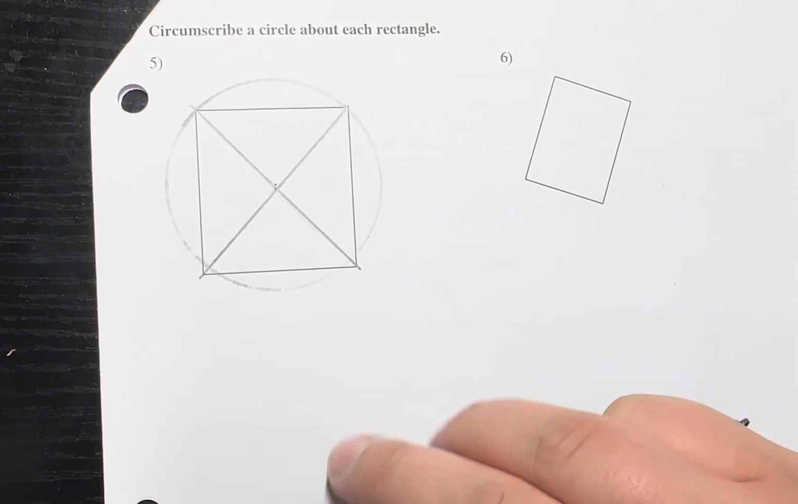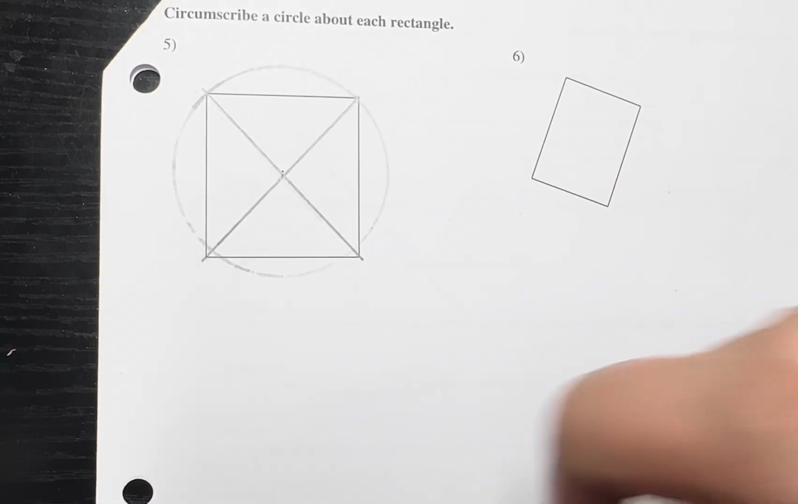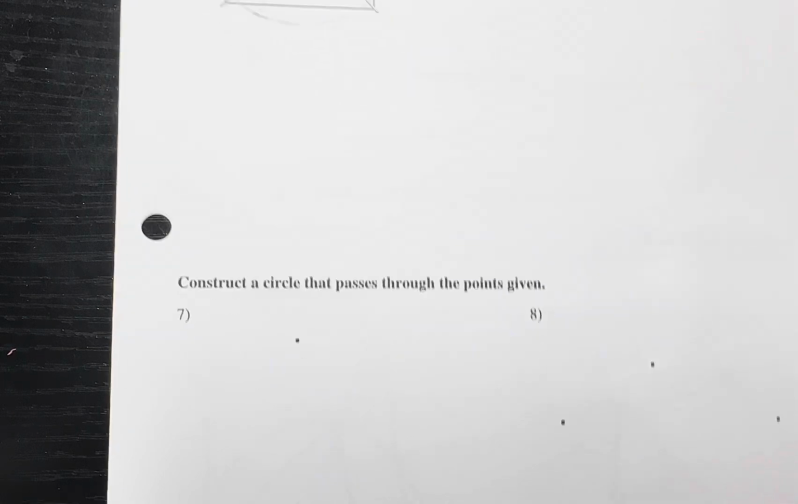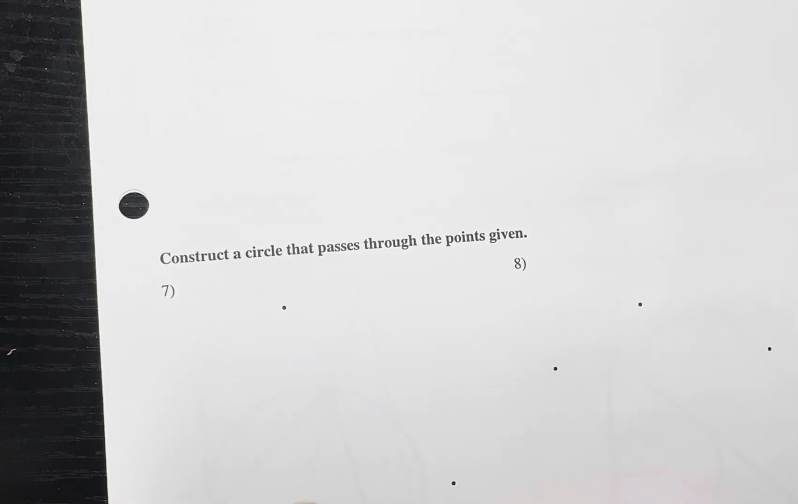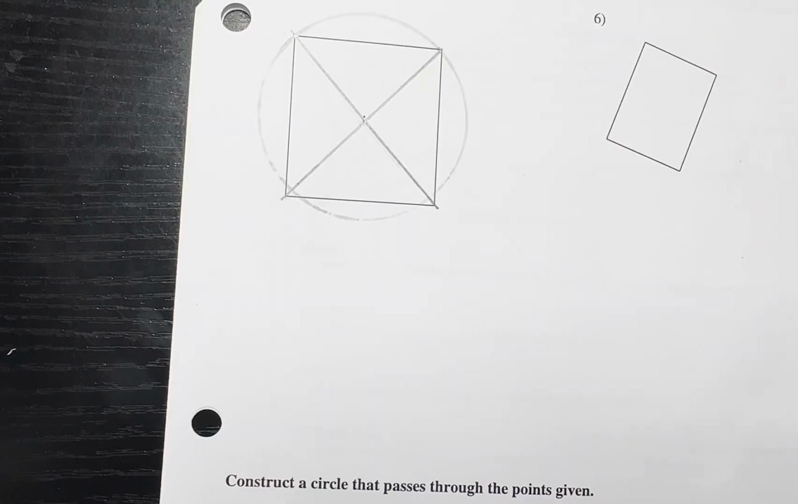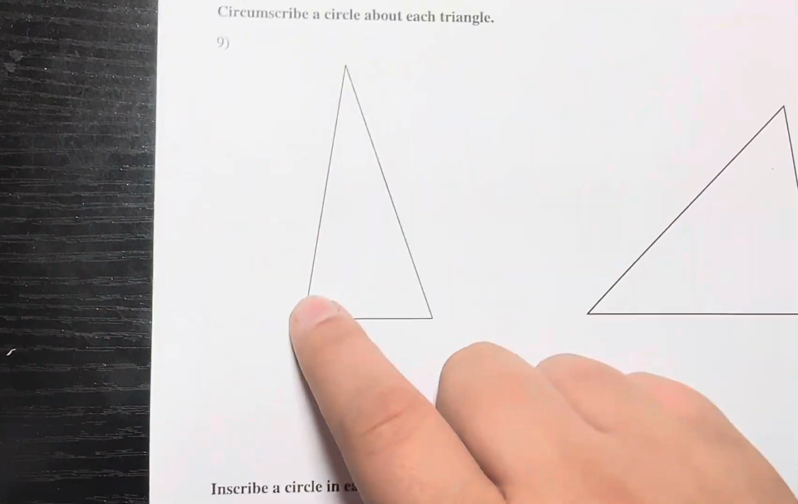Okay, so that one's super simple. So if you want to try that one again on number 6. And we're actually going to skip number 7 and 8 because they're very similar to this back side, number 9.